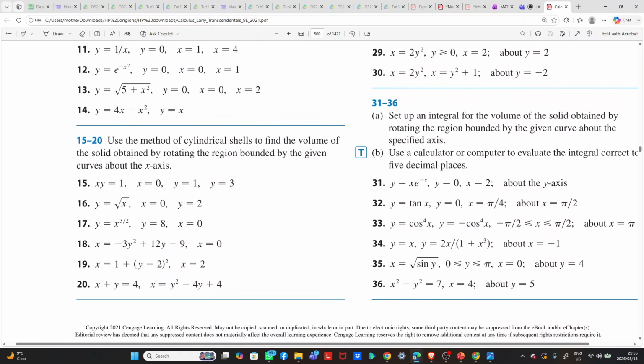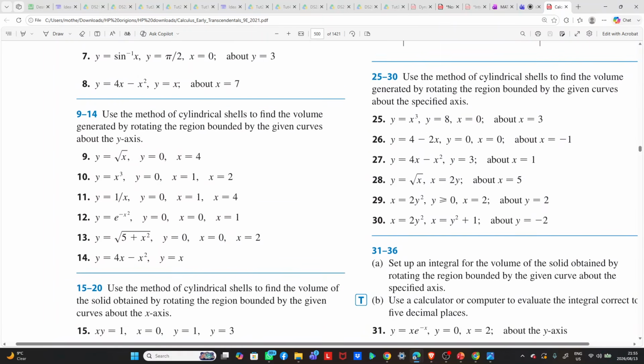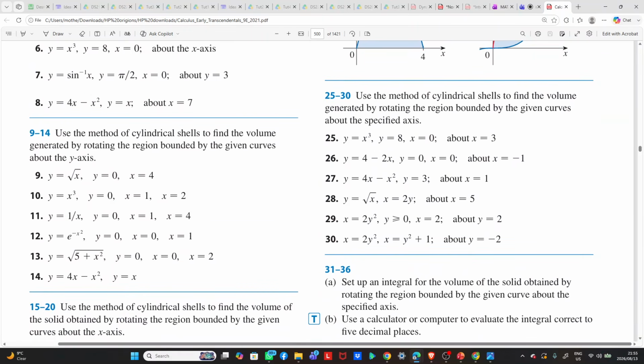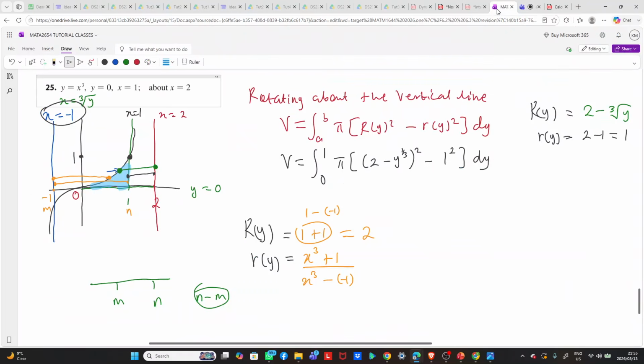So now I'll start with what you call the shells method.